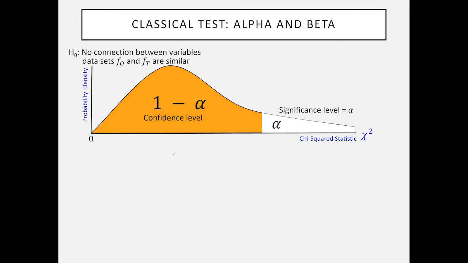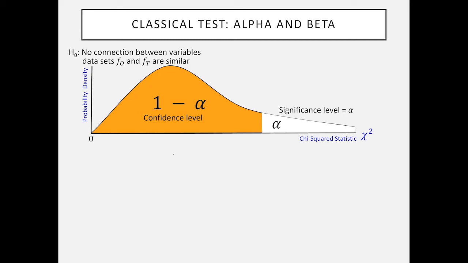Let's take a look at this in the context of a chi-squared test. Remember that the null hypothesis is like you're wasting your time. The innocent person should never have been arrested. There's no reason to have this person. There's no connection between the variables. In the chi-squared sense, it's that the observed frequency, or the observed table, and the theoretical table are similar.